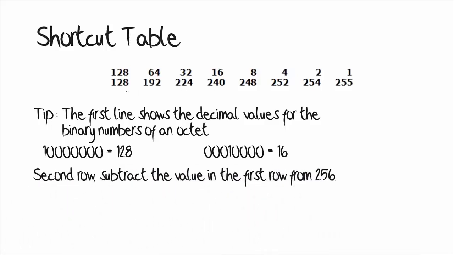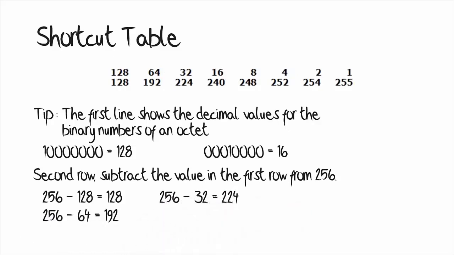To work out the values in the second line of this table, just take 256 less the top value, which will give you the second value. So 256 minus 128 gives you 128. 256 minus 64 gives you 192, and so forth and so on. As an example, 256 minus 32 gives you 224. 256 minus 1 gives you 255.